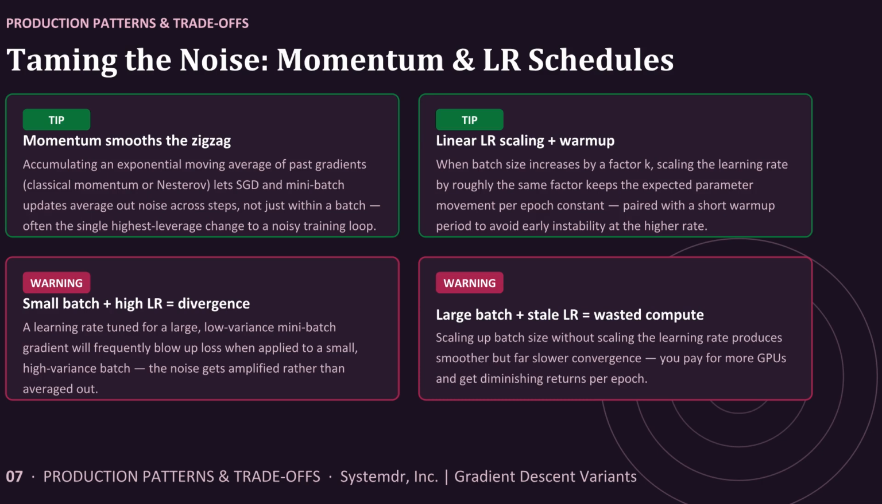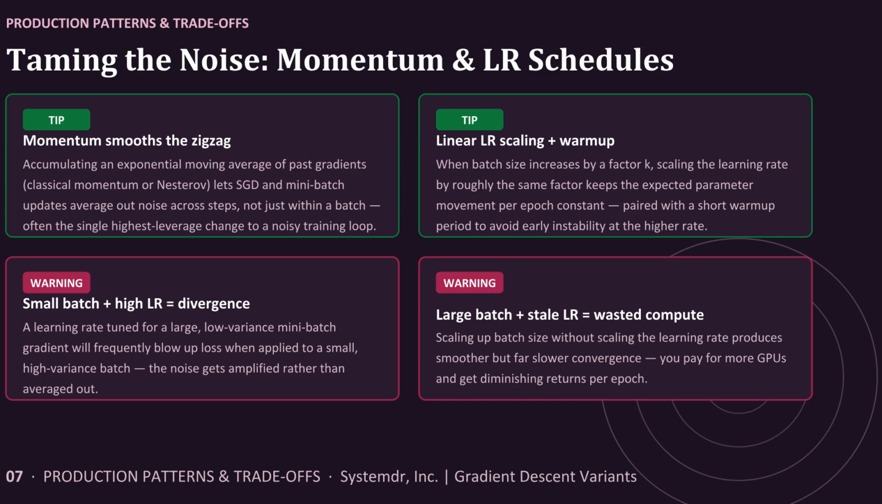Small batch plus a learning rate tuned for a large batch equals divergence. The noise in a small batch's gradient gets amplified instead of averaged out, and loss can blow up. Large batch plus a stale, unscaled learning rate equals wasted compute. You get smoother convergence, but far slower. You're paying for more GPUs and getting diminishing returns per epoch. The practical takeaway: learning rate and batch size are coupled hyperparameters. Tuning one without the other is a very common source of why won't this converge debugging sessions.